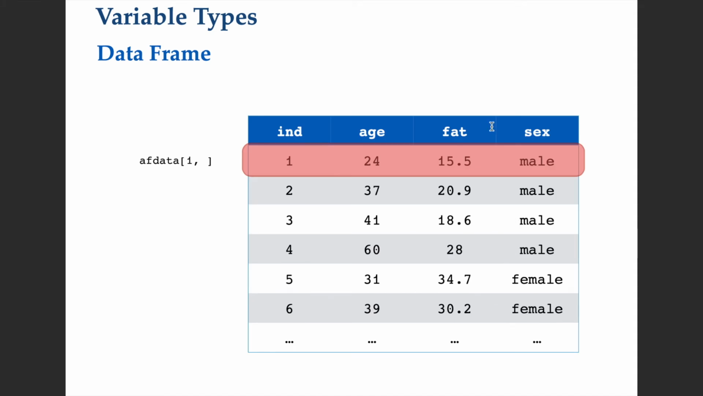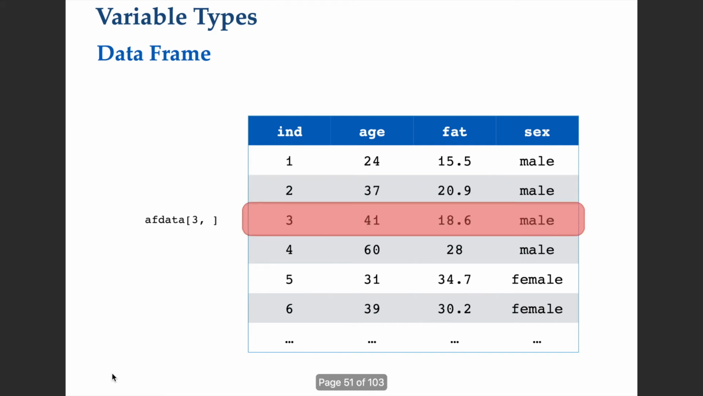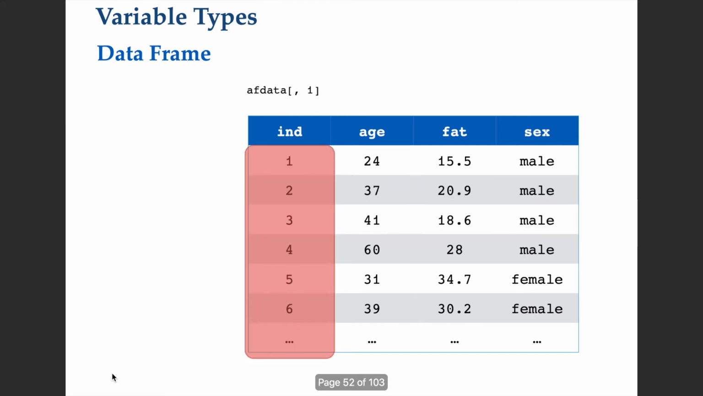So if we want the data for the first individual, we can type AF data, and then this is saying we want all the data for the first row. So we put 1 in the row position and leave the column position blank, and that means all columns for the first row. So again, you should type this into R and hit enter, and you should see that it'll show you all of the information for the first row. Similarly, we can do that for the second row, the third row, and so on.